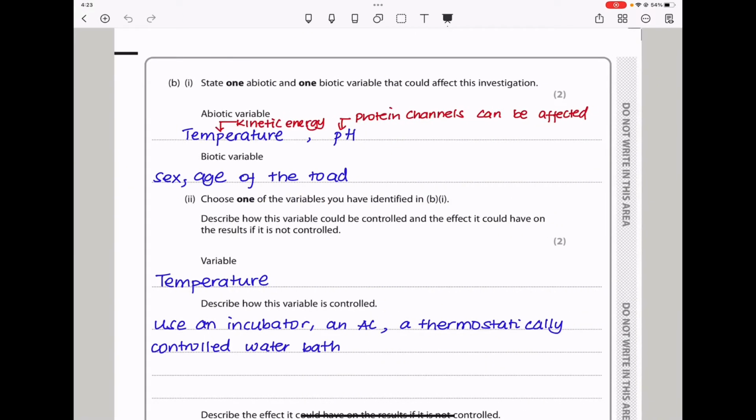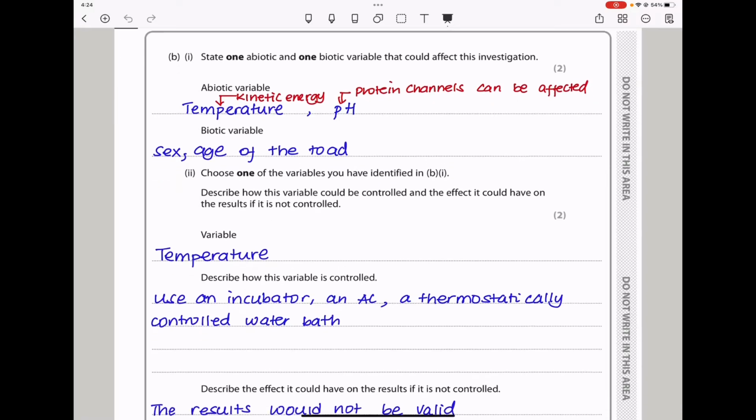Moving on. In part B, state one abiotic and one biotic variable that could affect this investigation. For temperature, this is because molecules that are diffusing require a high kinetic energy for diffusion to be faster. And for pH, this is because some channel proteins could be affected or they could be denatured, and the rate of diffusion could decrease. Then the biotic variables include sex as well as gender of the toad.